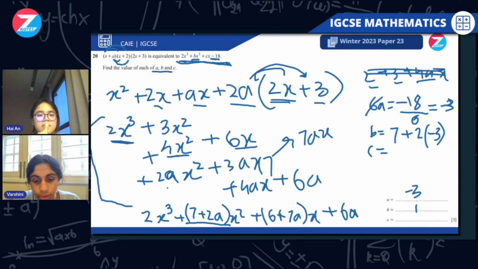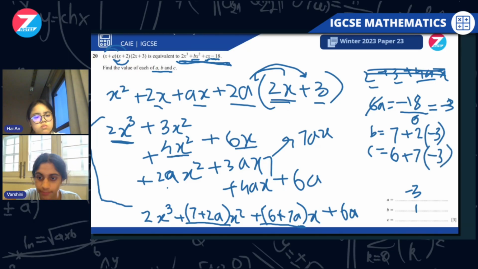Okay, let's look at their c term. Their c term is the coefficient of x. So our c term is our coefficient of x, which is 6 plus 7a. Okay, so 6 plus 7 into this, and of course a is minus 3. So if we put that in our calculator, 7 times minus 3 plus 6, we get minus 15. So that is our c term.